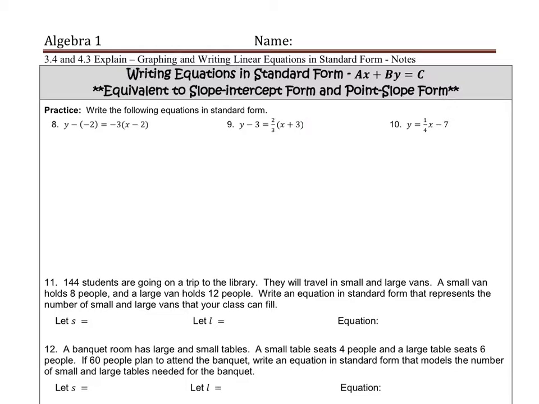Okay, so let's start with number 8. I want you to pause your video, get number 8 into standard form, and then start the video back up and check your answer.